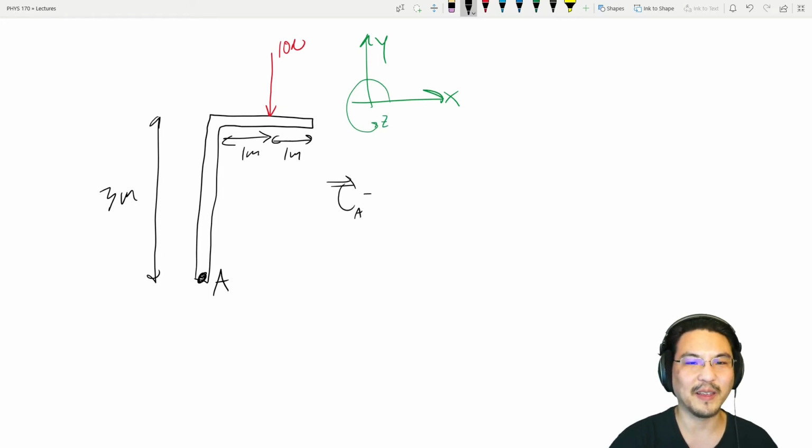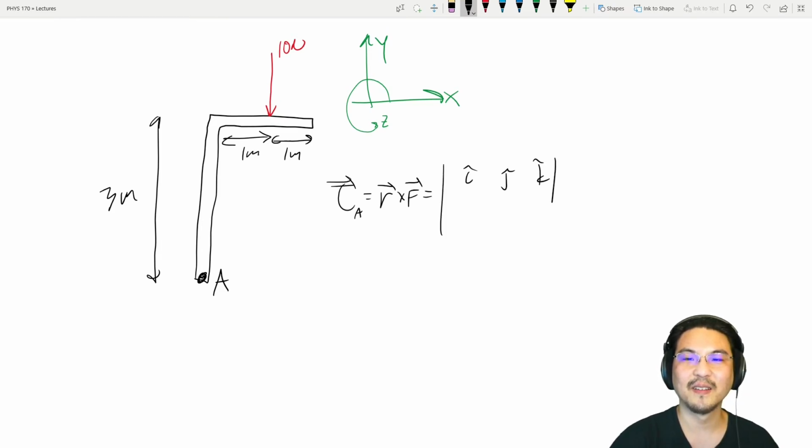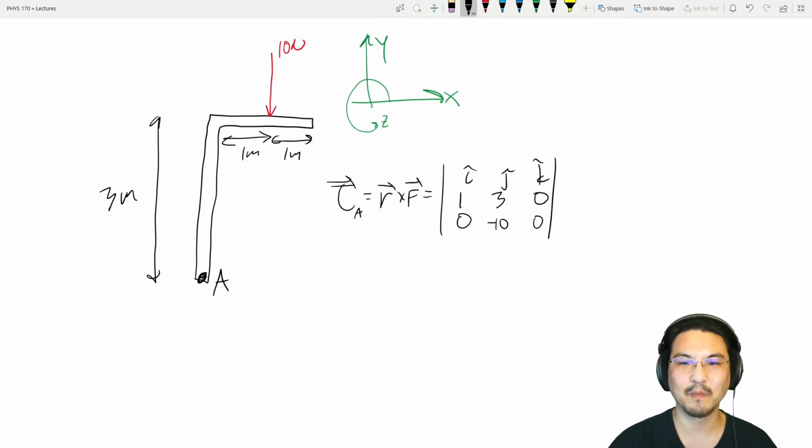So the torque about point A, you could just brute force do the cross product, where vector R is 1i, 3j, 0k. And then the force vector, 0i, negative 10j, 0k. And then just I direction, 0, j direction, 0, k direction, negative 10, minus 0, negative 10 Newton meters. And you'll always be correct. And in fact, if things are 3-dimensional, this is how you would do it.